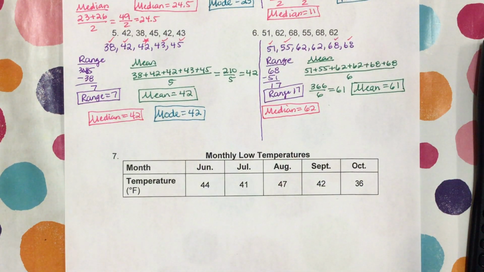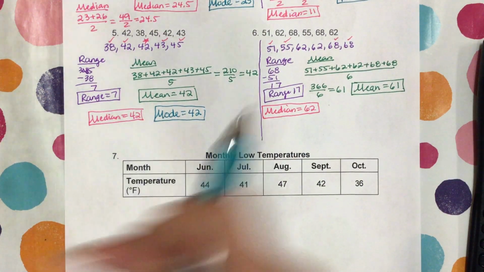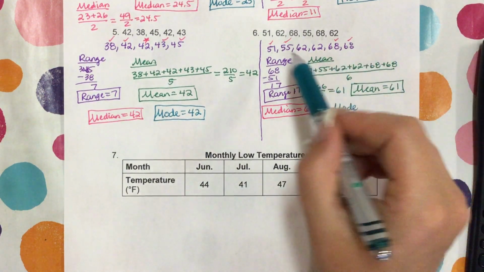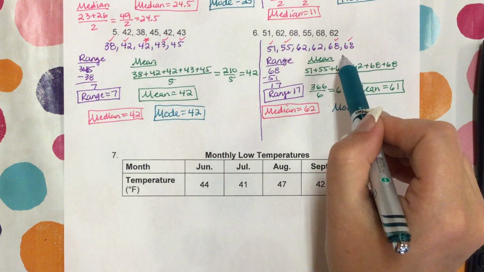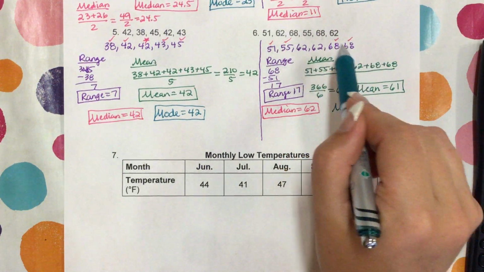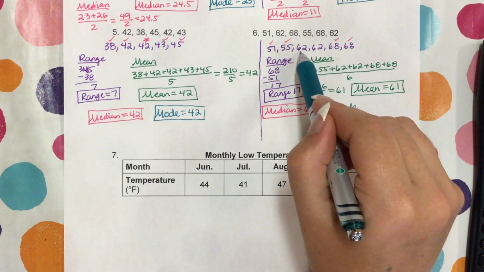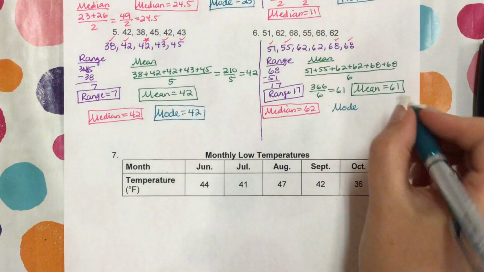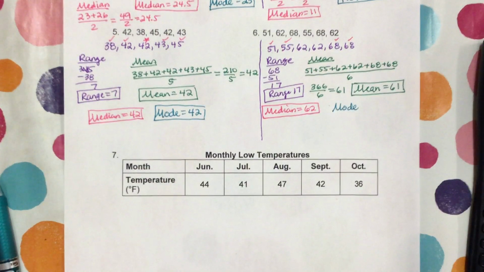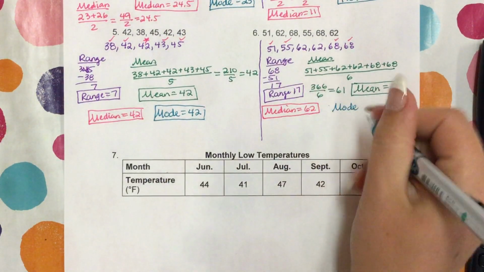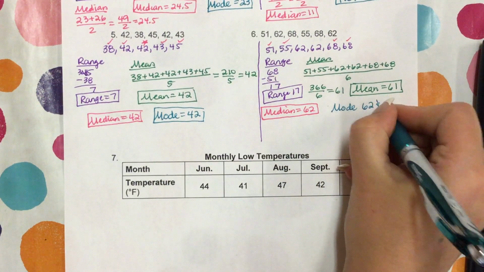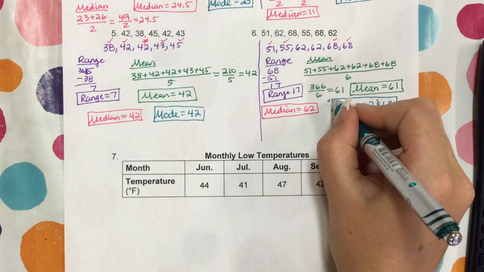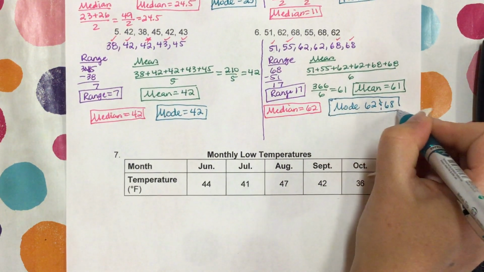Okay, so the next one is the mode. The mode. Which number shows up the most? And, ooh, we have 62 showing up twice, and we have 68 showing up twice. That means that the mode is, drum roll, 62 and 68. You can have 2 modes. We do not discriminate in the world of modes.